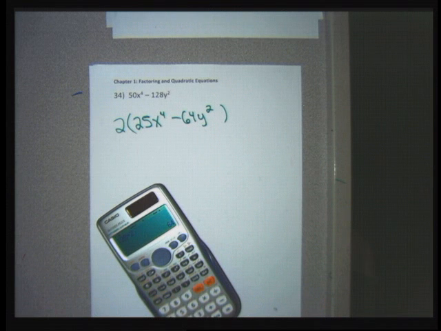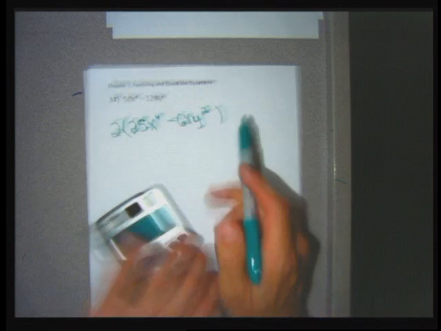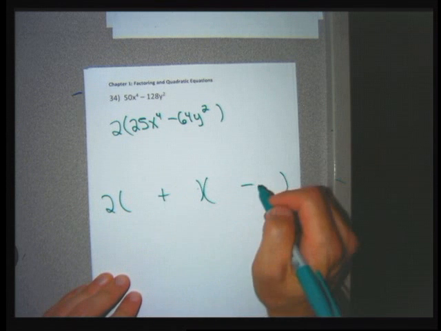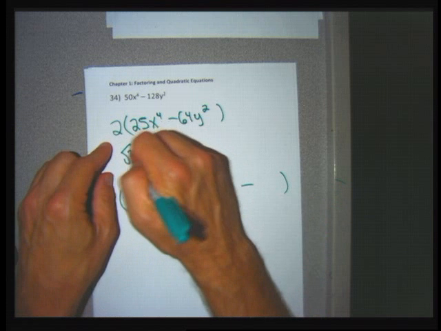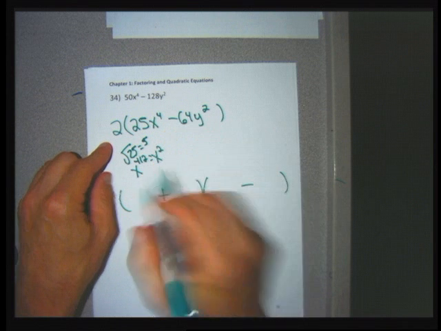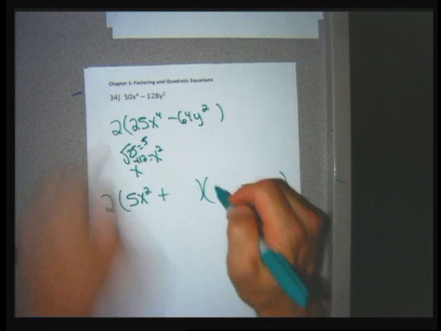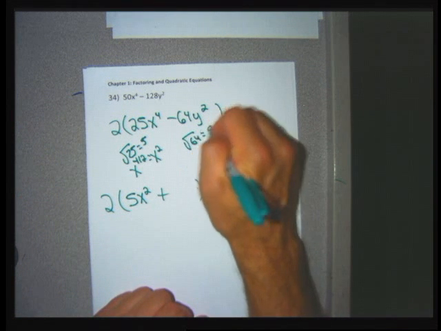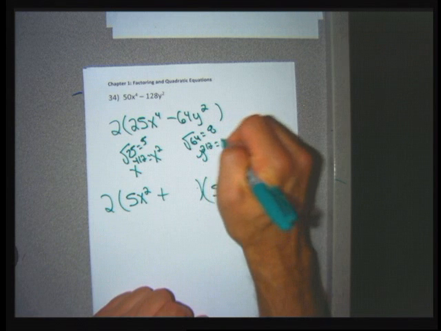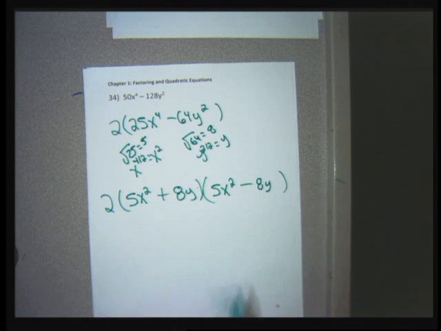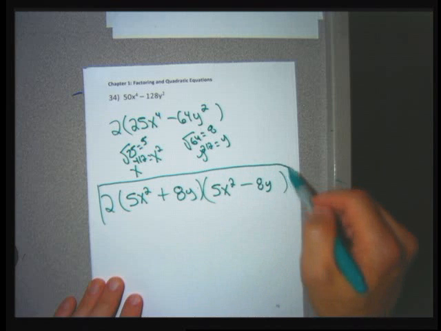So the 2 is going to be part of my answer, but it's not going to change on this next step. On the next step, I'm going to leave the 2, and I'm going to make 2 parentheses, one with a plus sign, one with a minus sign. For the firsts, I'm going to square root the 25 to get a 5. I'm going to divide the exponent on the x by 2 and get an x squared. So I'm going to write 5x squared in for my firsts. And for my lasts, I'm going to square root the 64 and get 8. I'm going to divide the exponent on the y by 2 and get y to the first. So I'm going to go 8y and 8y. This is going to be my answer, and I can't go further with this.